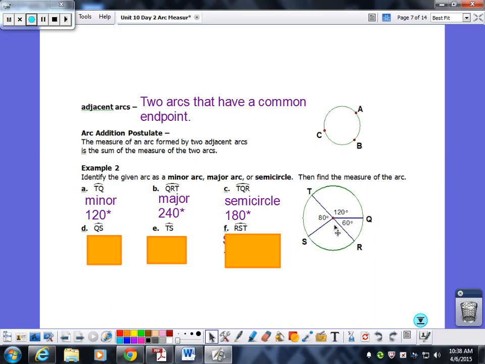QS. Now we have to find this missing piece right here. So we know that TR is a semicircle, and we know that TS is 80 degrees, so we can take 180 and subtract 80 to get 100 for arc RS. So from Q to S, we have 60 and we have 100, so QS is 160 degrees, which is a minor arc. TS, like we just said, has the central angle of 80 degrees, so arc TS is 80 degrees, which is a minor arc. And RST, again, R and T are the endpoints of our diameter, so we know it's a semicircle, which is 180 degrees.